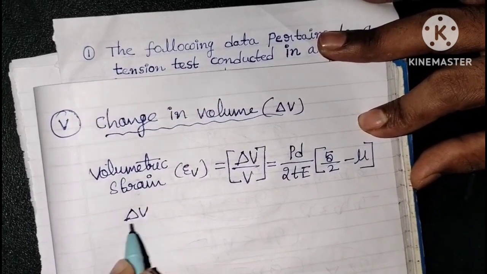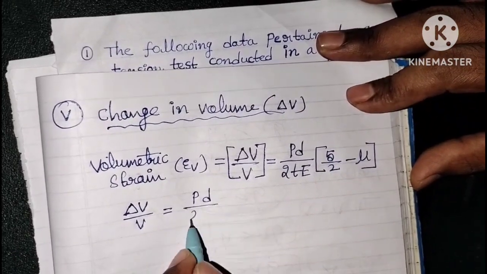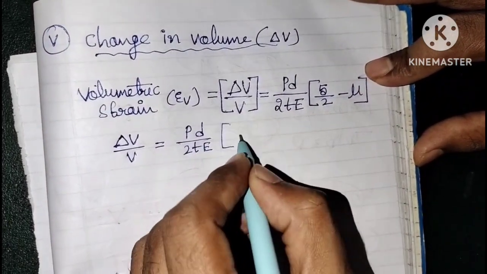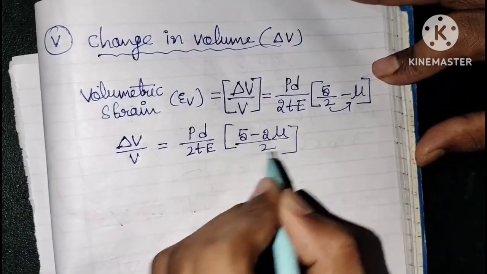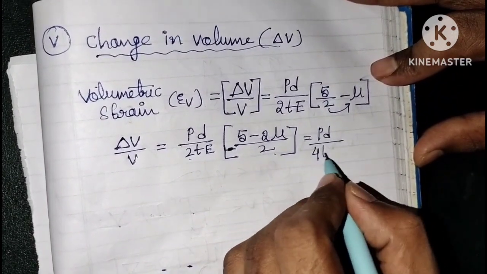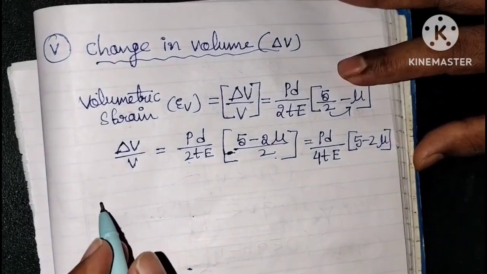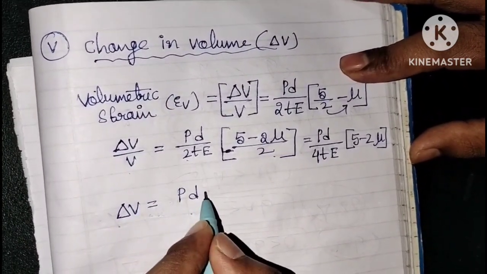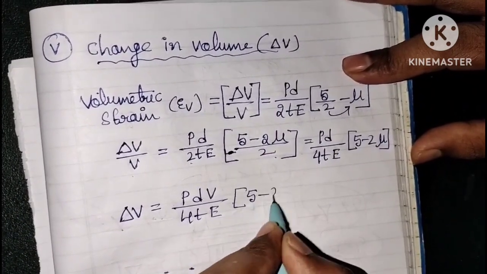So let us simplify further. Delta V by V is equal to PD by 2T into 5 minus 2 mu by LCM 2. So 2 into 2 is 4, we get PD by 4T into 5 minus 2 mu. We need only delta V, change in volume. Transpose V, division becomes multiplication. You will get PD V by 4T into 5 minus 2 mu.